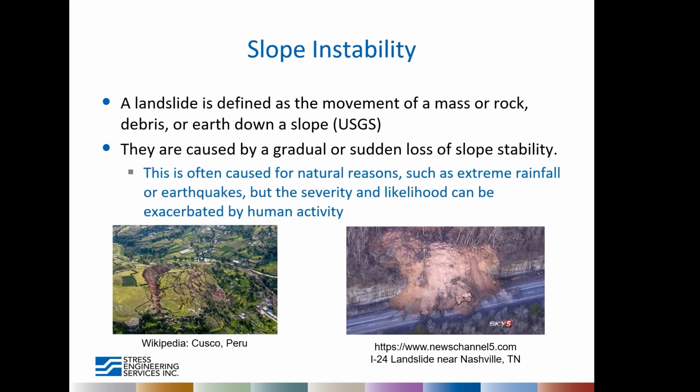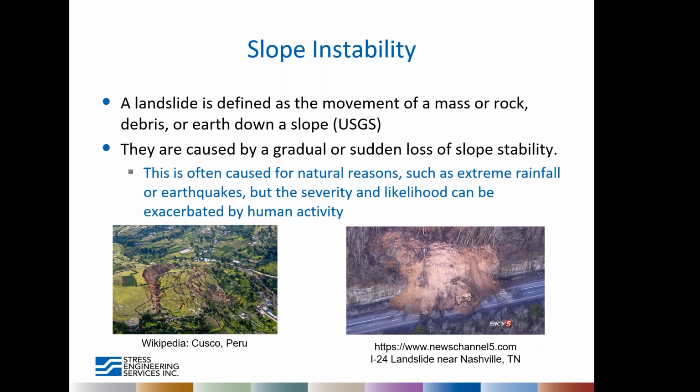Slope instability is generally referred to as a landslide, and it's defined as the movement of a mass of rock or debris down an earth slope. They are caused by either sudden or gradual loss of slope stability. Often it's caused by natural reasons, such as extreme rainfall or earthquakes, but the severity and likelihood is exacerbated by construction activity, such as loss of vegetation on the slope, or cutting into things that would otherwise be protecting it from water movement.